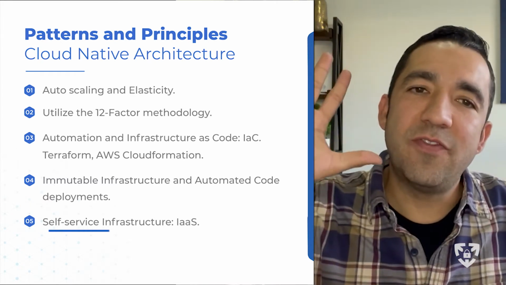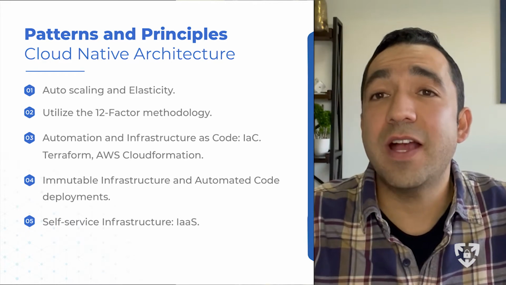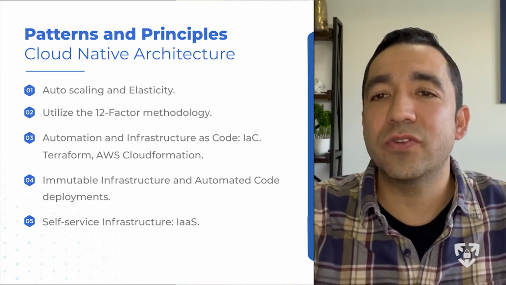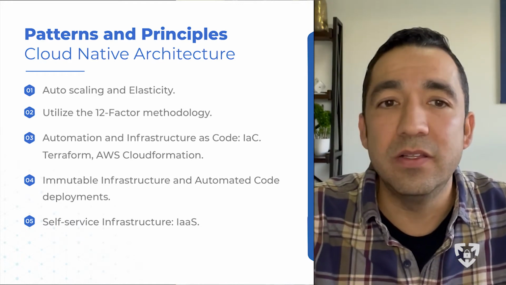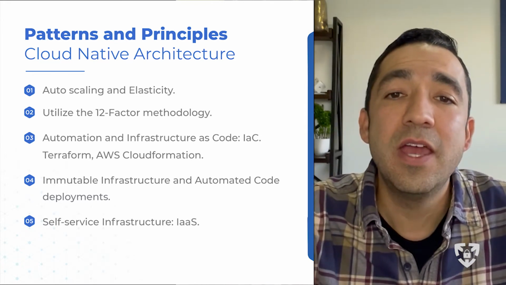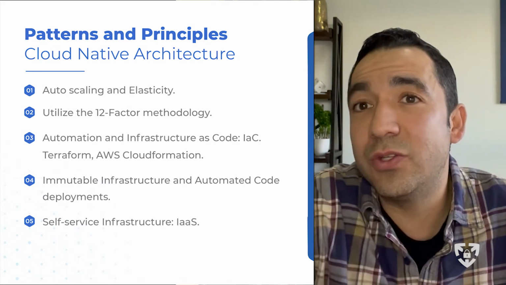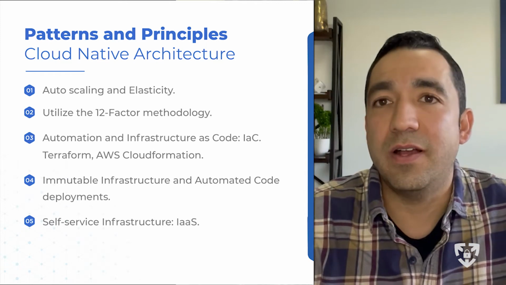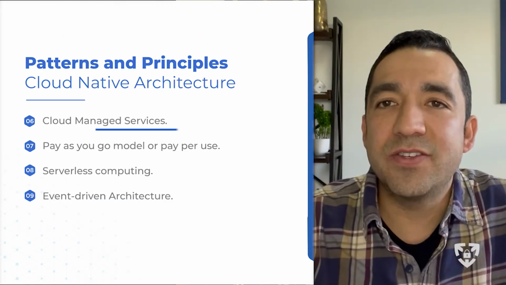Now, point number 5, self-service infrastructure or infrastructure as a service. Another characteristic of being cloud native is that your infrastructure should be in an IaaS model, where you can control your IT resources, your IT infrastructure, and it's totally self-service, without having to ask for permission or make requests for a resource.